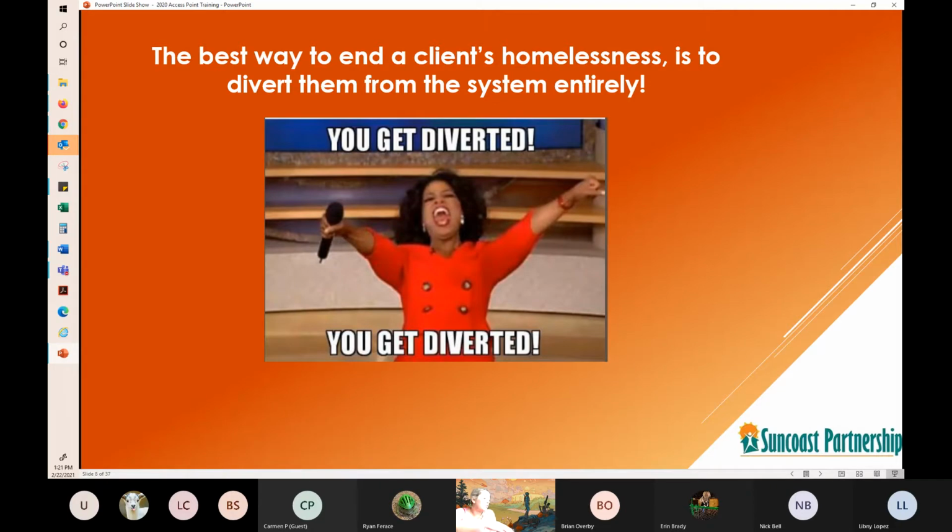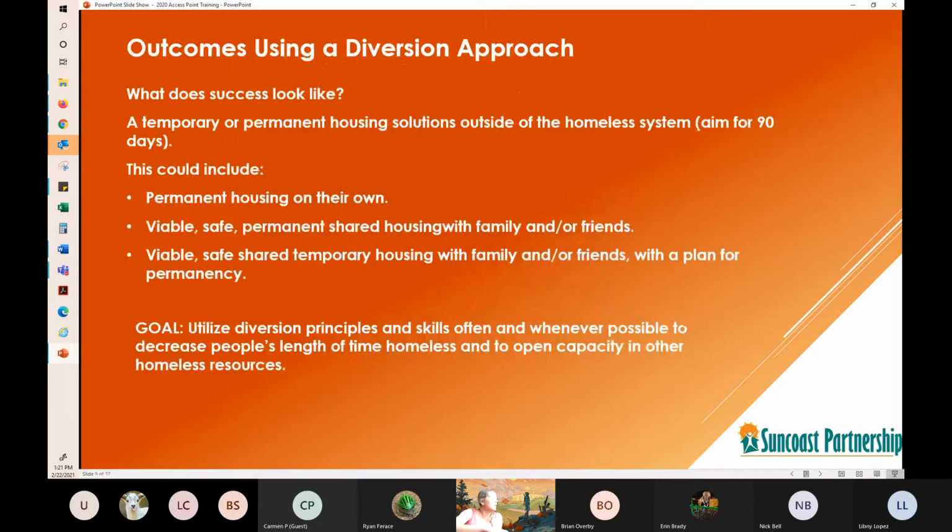So with this slide, do you guys have any recommendations, or do you have any case studies where you've experienced a positive outcome from a diversion conversation? Feel free to mute, unmute.